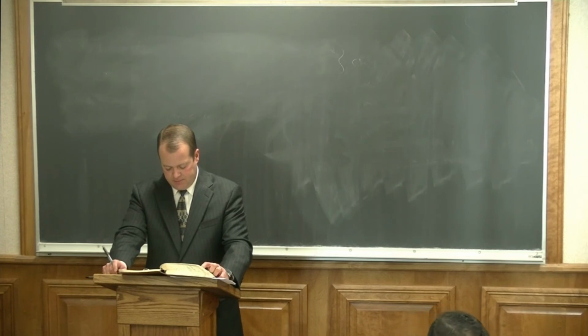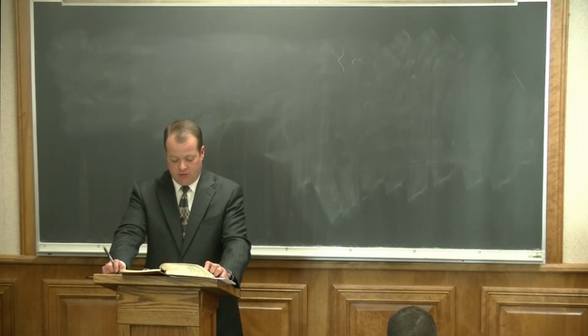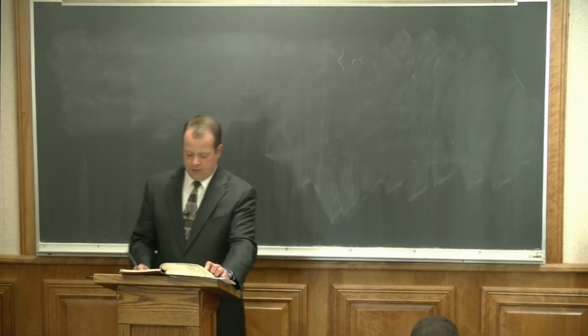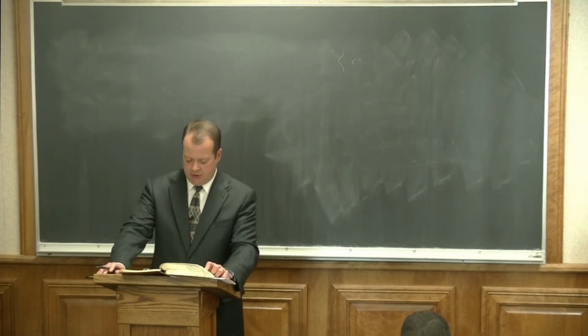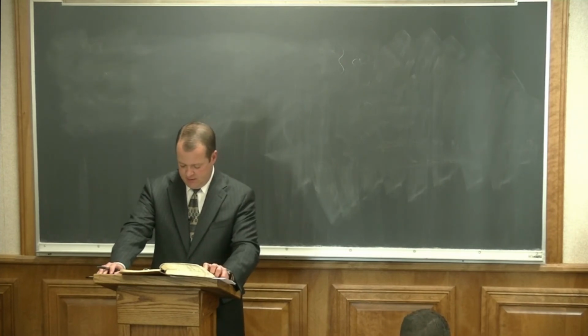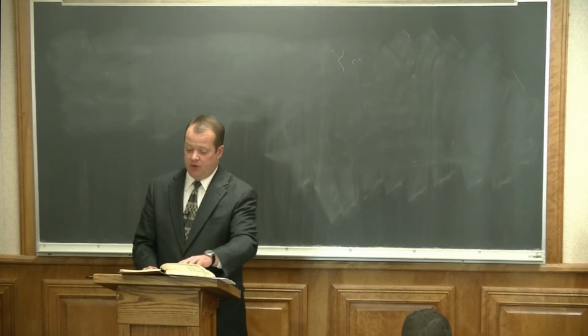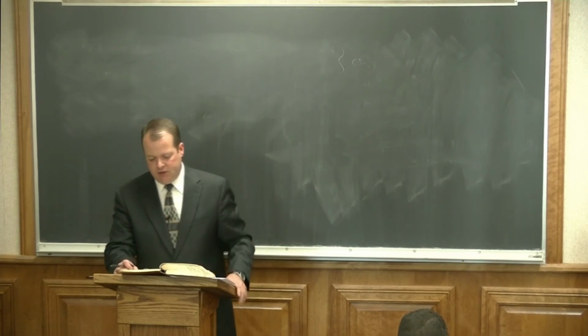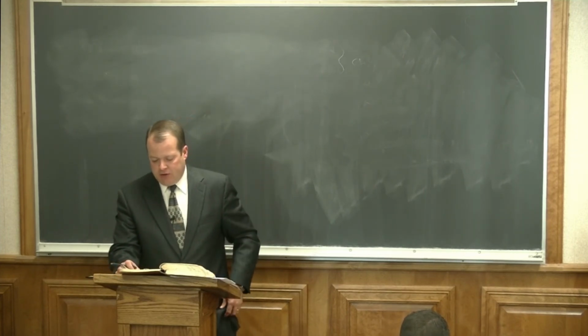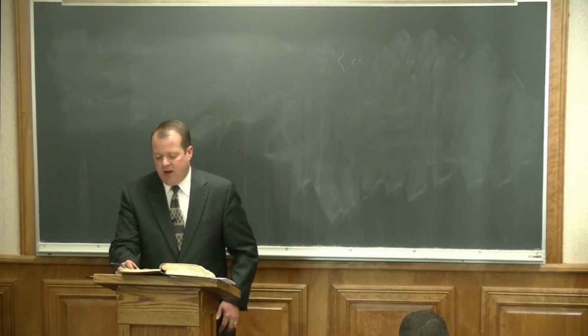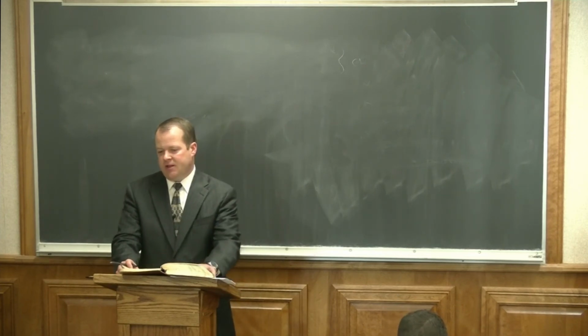Verse number six. 1 John 3:21. Beloved, if our heart condemn us not, then have we confidence toward God. And whatsoever we ask, we receive of him, because we keep his commandments and do those things which are pleasing in his sight. Loss of confidence toward God in prayer. Number seven, loss of confidence at the coming of Christ. 1 John 2:28. And now, little children, abide in him, that when he shall appear, we may have confidence and not be ashamed before him at his coming.